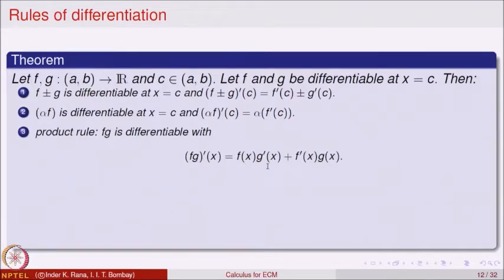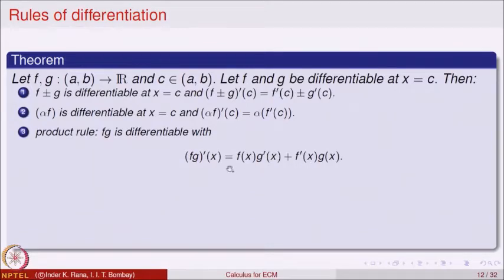First is f(x) into g'(x), that is a contribution from the derivative of g, with a multiple of f. So, f(x) into g'(x) plus f'(x) into g(x). So, for the product rule, each derivative contributes with multiples of the other. So, the derivative of fg is f g' plus f' g.